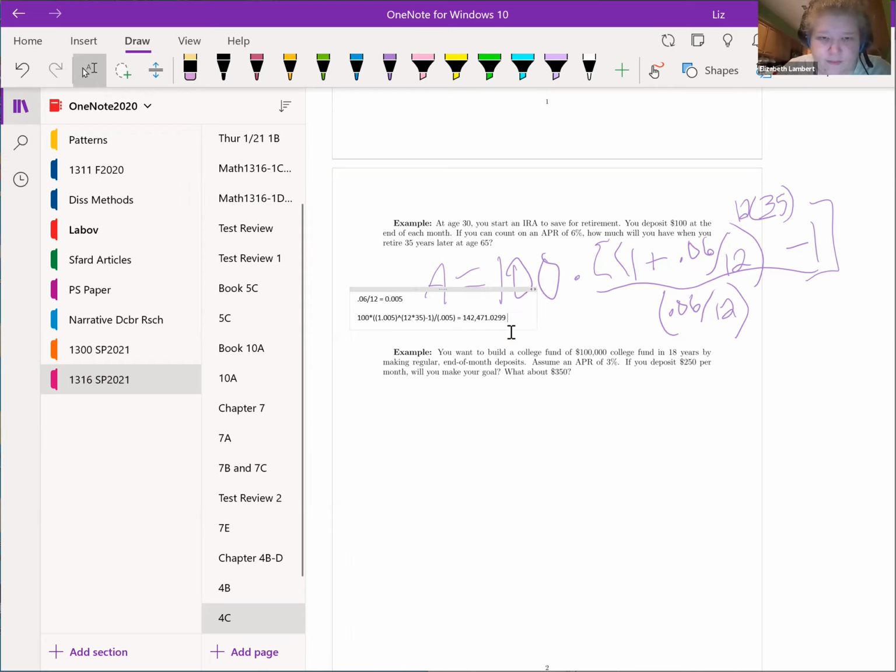So we'd round that to 0.03. So 142,471. I'm curious. Yeah. So it's 420 compounding periods times $100, which is $42,000. So that made another 100,000 on top of that.